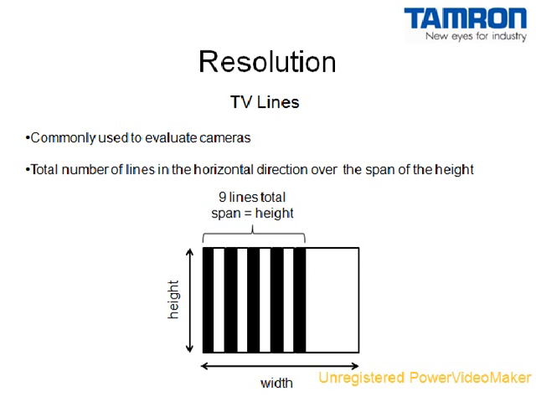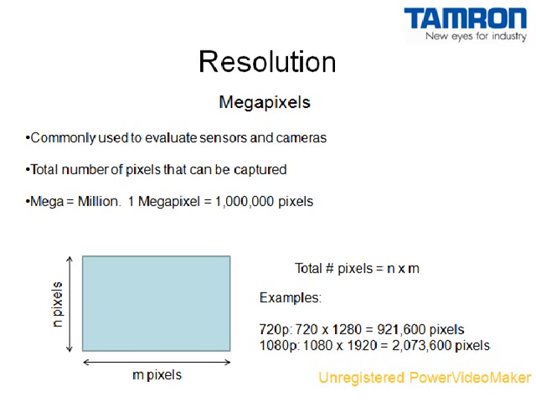Although megapixels is a unit commonly used to evaluate sensors in cameras, it can also be used to define the resolving power of a lens. Megapixels refers to the total number of pixels that can be captured, and since mega means million, 1 megapixel is equal to 1 million pixels.